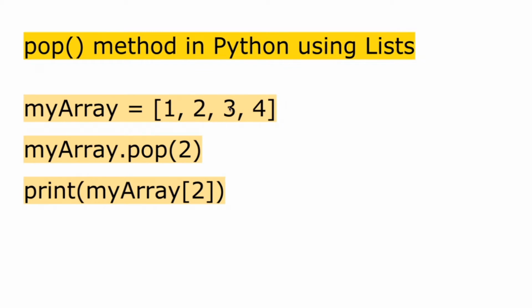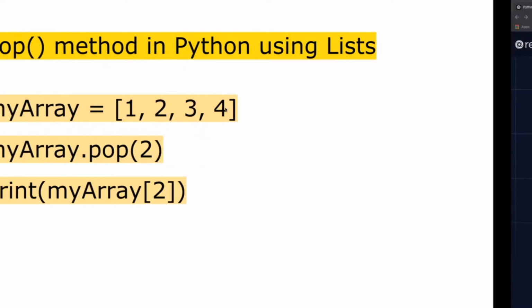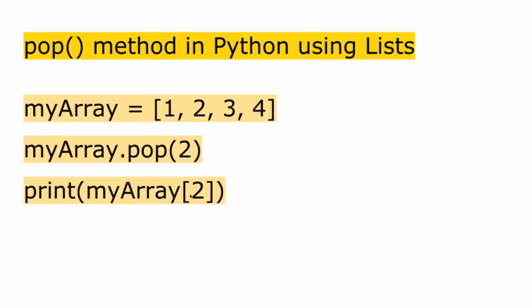Now printing out the second element, 0, 1, 2. It should be printing out 4, right? Because we removed the third one, 0, 1, 2, removed 3. We're printing out now the second index. So it should now just print out 4. Because we removed 3, and basically the whole array just shrinks. And now there's only two elements. It should print out 4.